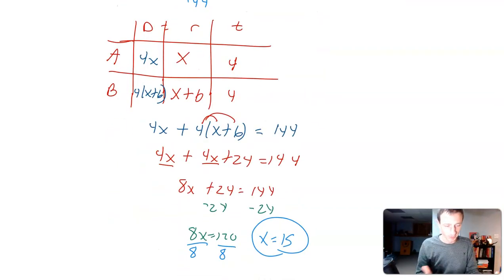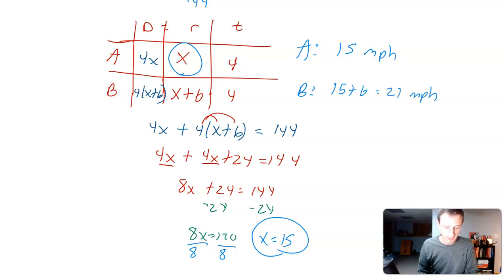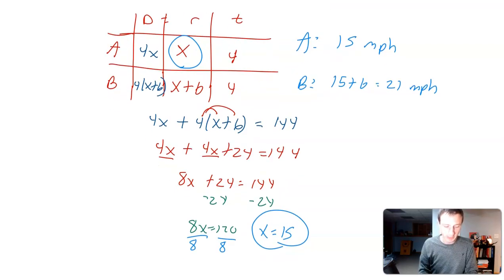So you always got to make sure you're going back and reading the question fully. So train A and train B. Train A was just x, so train A is traveling at 15 miles per hour. And then train B is traveling at a rate of 15 plus 6, so train B is traveling at a rate of 21 miles per hour based off that x value that we just calculated. So we took train A's distance plus train B's distance, and the total distance put together is that 144, and then it's a solving equation exercise from there.